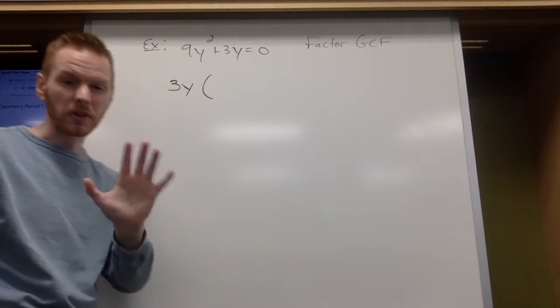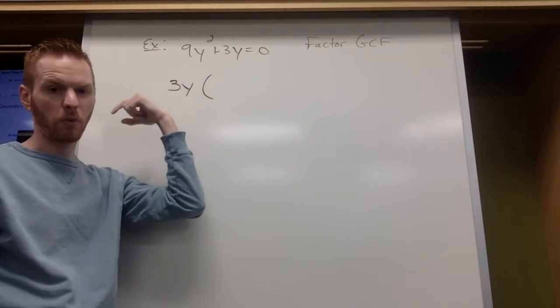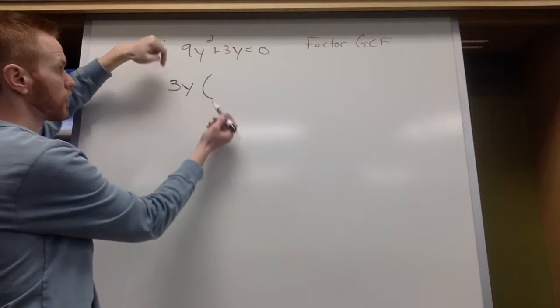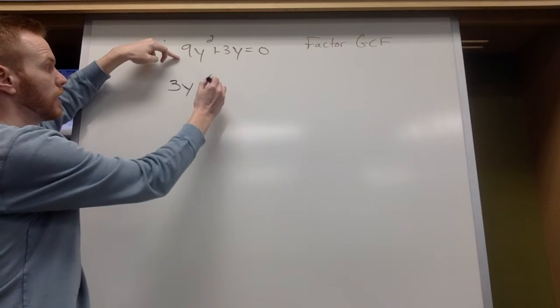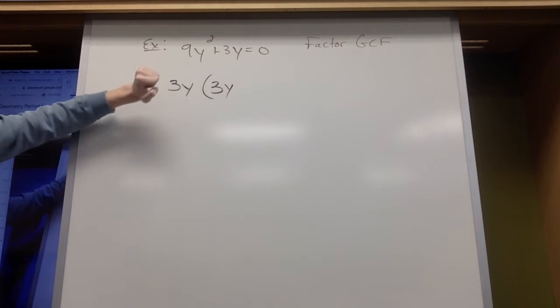Here's where most people start getting confused. I'm dividing both terms by 3y. That's me factoring it out, right? So this first term, if I factor out a 3, I'm left with a 3. If I factor out a y, I'm left with a y.